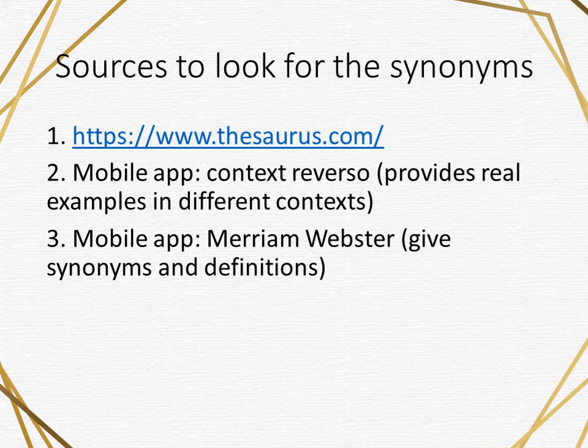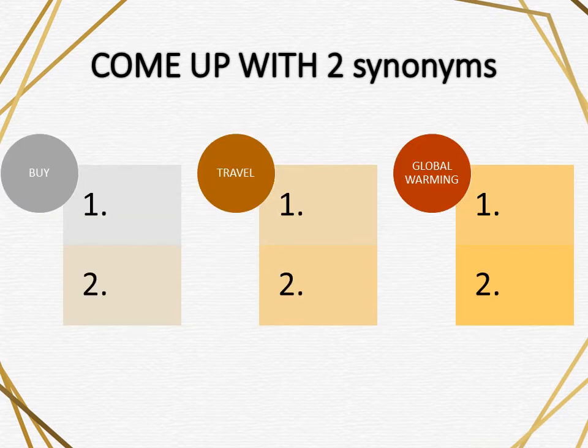Number 3 is Merriam-Webster. This is the mobile app application that is very similar to the website in number 1, like thesaurus.com. So it gives you a big range of synonyms and definitions. So I hope that you already downloaded these 2 apps, and now please stop the video and find minimum 2 synonyms for the words buy, travel, and global warming.